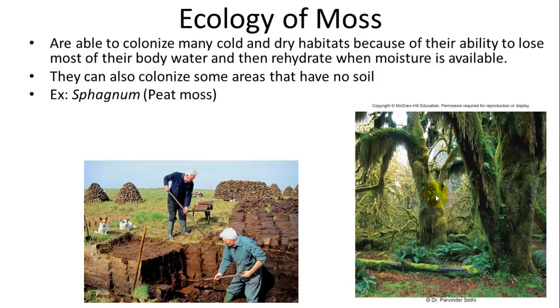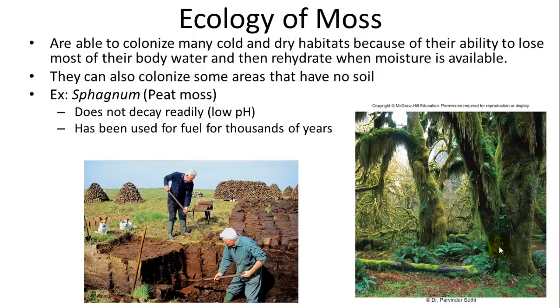An example of a moss is sphagnum, which is peat moss. This is basically a bunch of dead moss which has not been able to decay because it was saturated by water, and it can be harvested and dried out. That's what these people are doing here, and used as fuel. And up to 30% of the world's soil carbon is in these sphagnum moss beds. They have these beds in Ireland and England.